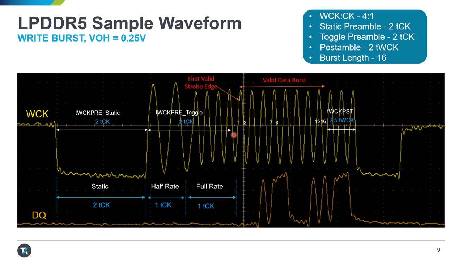As a test engineer, you want to find out which is the first valid strobe edge, because typically you want to ignore all the data for the preamble cycles. Now, this WCK to CK routine makes it a little bit challenging to find out this first valid strobe edge, because for each frequency bin, the preamble and postamble have different requirements, and it makes it a little bit complicated to figure out which one is the first valid strobe edge.